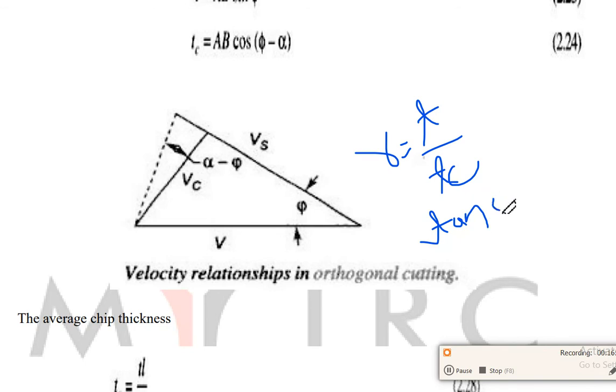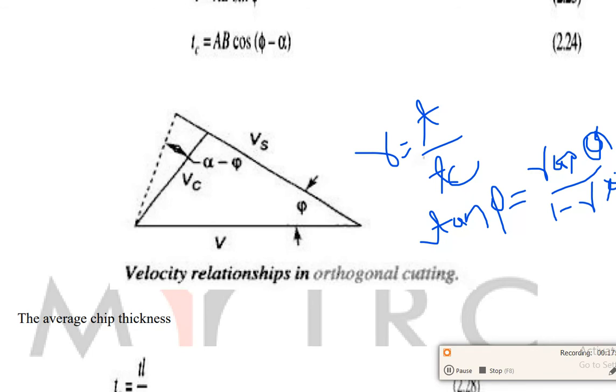I hope that you all have understood the content of today's lecture. Further we will continue with the relationship of the stress, strain rate and the shear angle relationship, and we will do one more numerical related to this topic. So I am closing the content for today's lecture. Next we will meet.